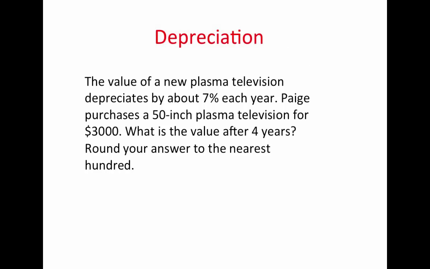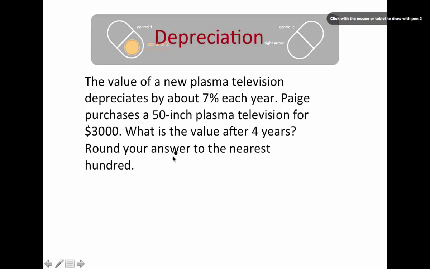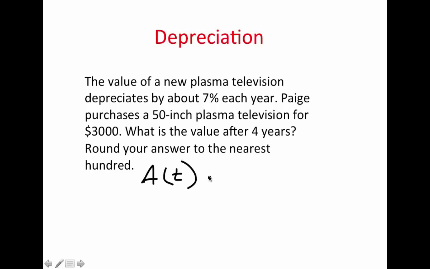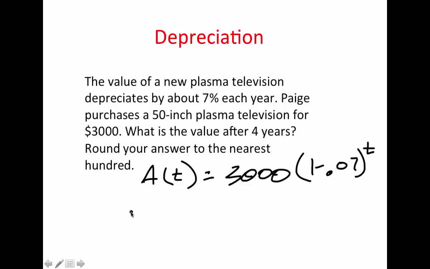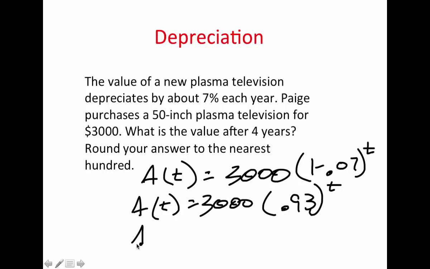Value of a new plasma television depreciates by 7% per year. Page purchases a 50-inch TV for $3,000. What's its value after 4 years? Round your answer to the nearest 100. Okay. I'm going to have the amount after T years is equal to original value times 1 minus 0.07 to the T. Amount after T years is equal to 3,000 times 0.93 to the T. Amount after 4 years is 3,000 times 0.93 to the 4th.